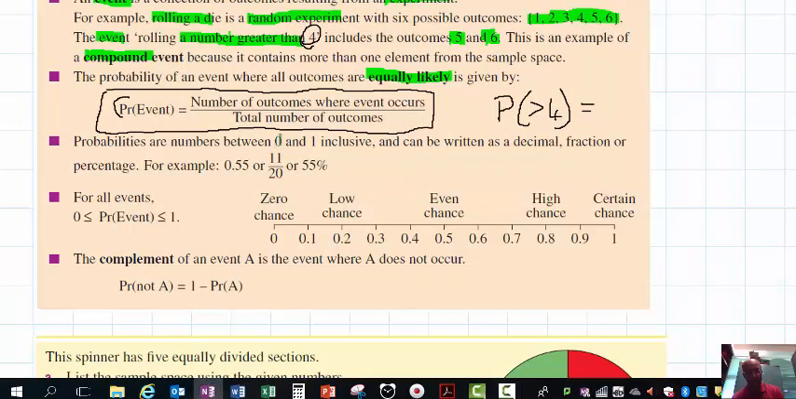The probabilities must range between 0 and 1. So if something is impossible, it has a probability of 0. If it's certain, it has a probability of 1. Most things are in between this. Very few things are impossible and very few things are certain. So most things are going to be a number between 0 and 1, like 0.55. Sometimes we can write it as a fraction. Occasionally you'll see it converted to a percentage. So probability of all events must be between 0 and 1, including 0 and 1.